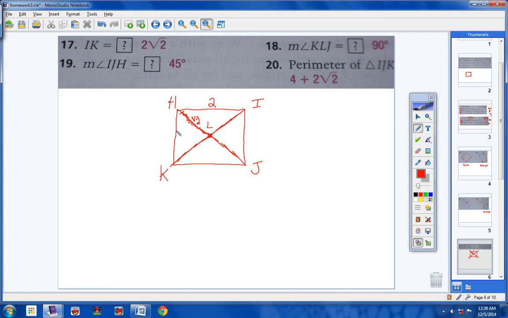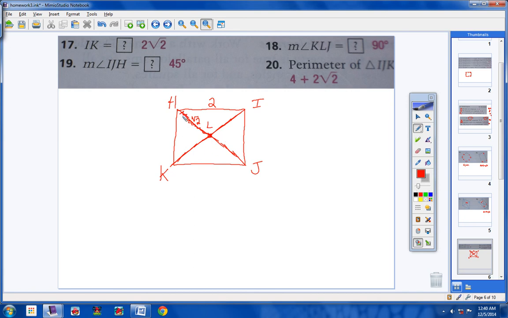So what do we know about rectangles? We know their diagonals are congruent. So if this is square root of 2 here, then that means... listen to me carefully, guys. Remember, I'm going to go really slow here. This is a parallelogram, okay? Because a square is a parallelogram.